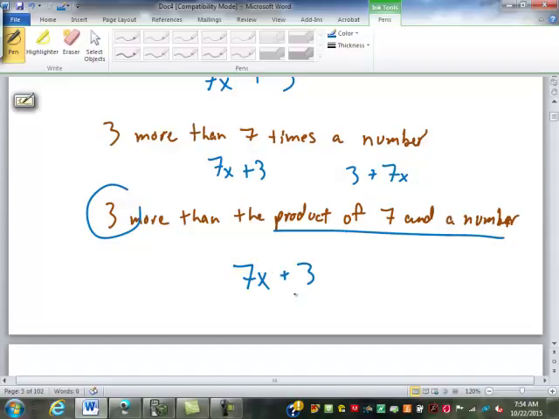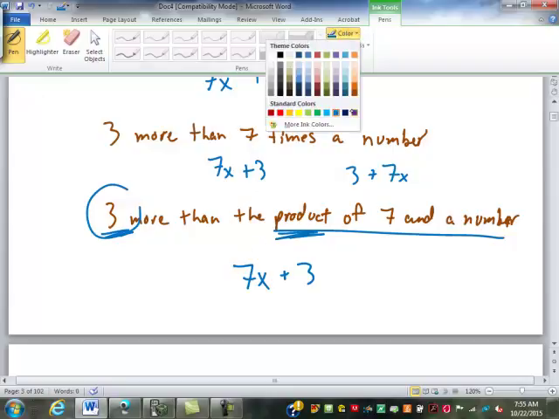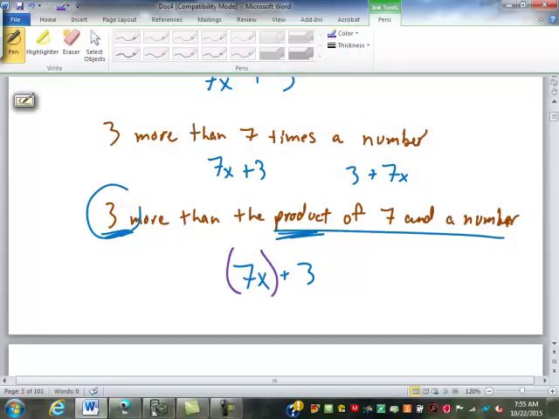We're going to add 3 to it, but we want to make sure the product gets done first, because 3 isn't added to 7, it's not added to the number, it's added to the product. Do I need parentheses around this? Not really, because, yeah, if there are more to it, possibly. But right now, order of operations says I'm going to multiply first anyway. So you don't necessarily have to have the parentheses there.